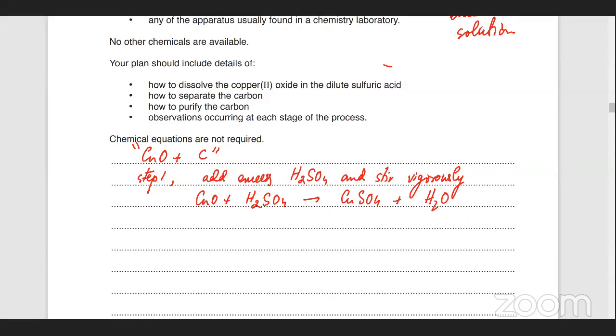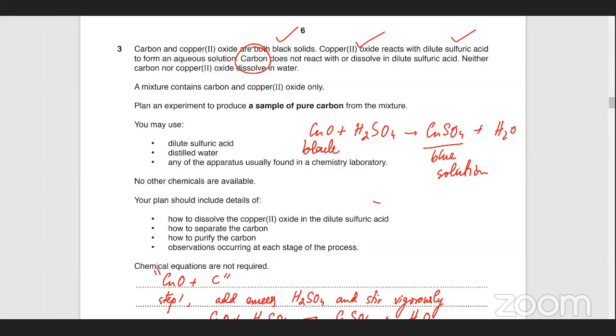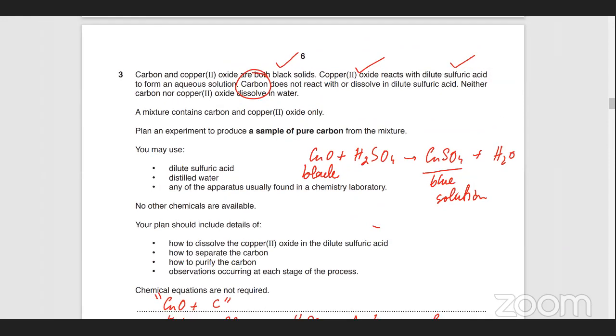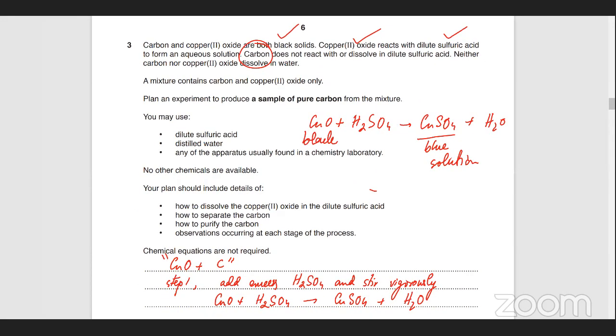Usman, shall I explain again? I'm going to explain this again. At the start, when he told us that there's a mixture of carbon and copper 2 oxide and they're both black solids, you had to separate both of them. Okay, you had to separate both of them. And he had mentioned only one thing. Only one important useful piece of information was given in the question, which was that copper 2 oxide reacts with sulfuric acid to form an aqueous solution.